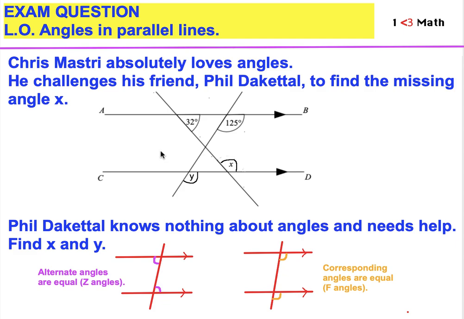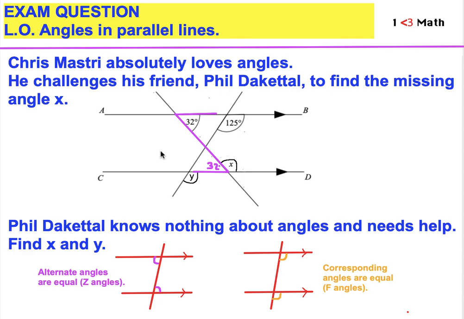So I'm going to start off by finding X, and I'm going to look and see if I can find a Z. Now the Z can be reversed. So I'm looking here and I'm saying, right, I've got a Z there. Now that doesn't help us immediately find X, but it helps us find the angle next to X. And because alternate angles are equal, you can identify that that angle there is 32 degrees.